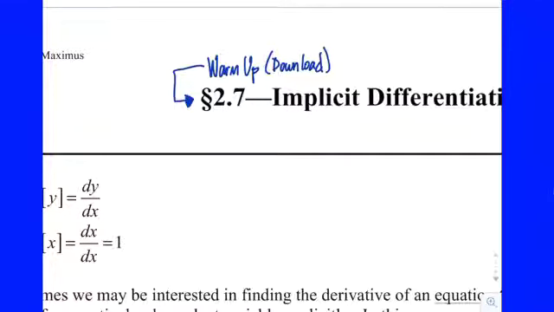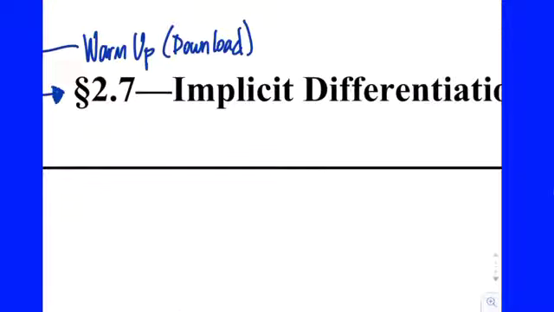All right, so 2.7 is the last differentiation skill we're going to learn for a while until we learn the derivative of particular types of functions. What we've been doing so far is called explicit differentiation. Now we're going to be doing implicit differentiation.